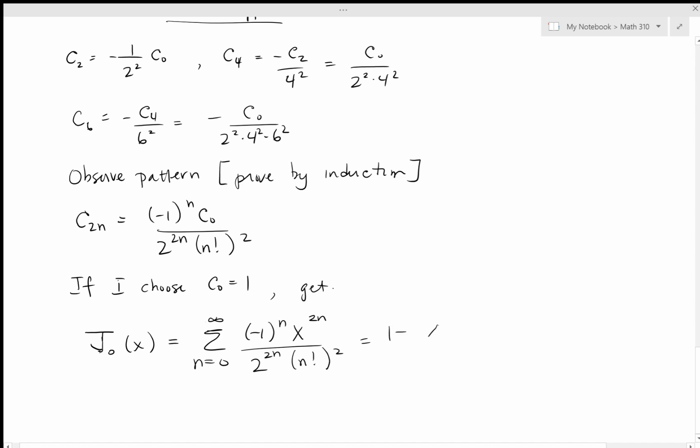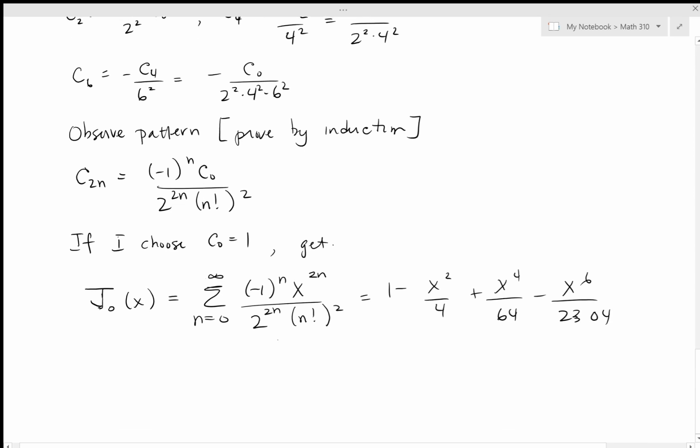It looks like this: x squared over 4 plus x to the 4 over 64 minus x to the 6 over 2304. And looking at what's happening here in the denominator, you can see that this will be convergent for any value of x. And so there we have it, the Bessel function of order 0 is one of the most important special functions in mathematics.